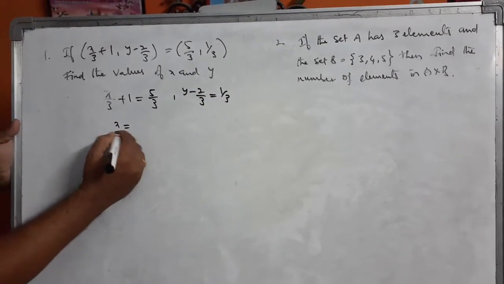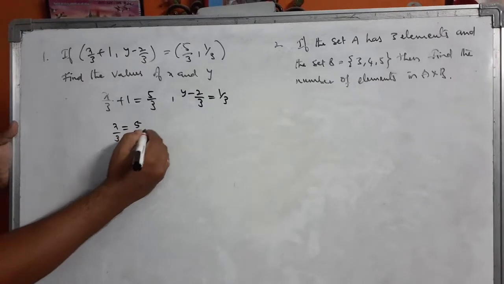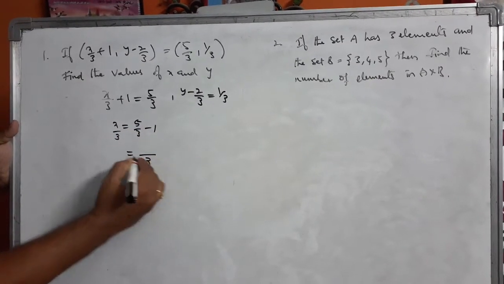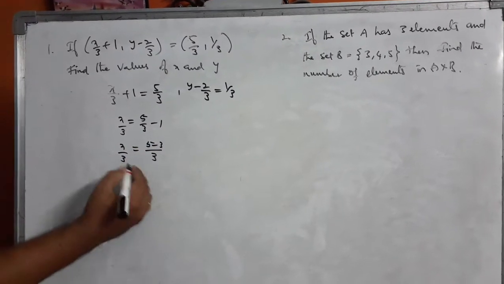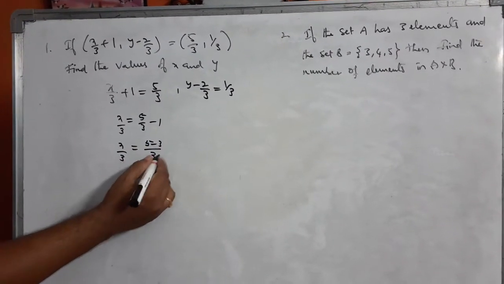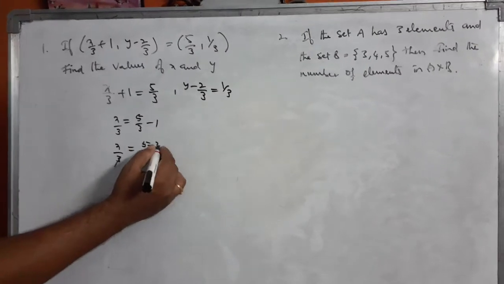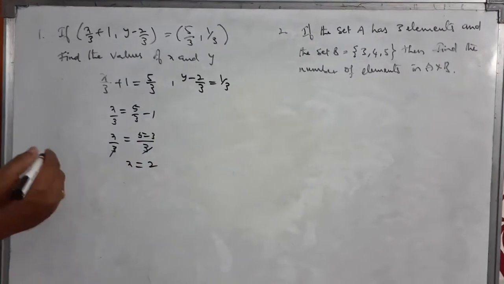So x/3 is equal to 5/3 minus 1. The LCM is 3. x/3 is equal to (5 - 3)/3. So here the 3 will be cancelled. So x is equal to 5 minus 3, that is x equals 2.